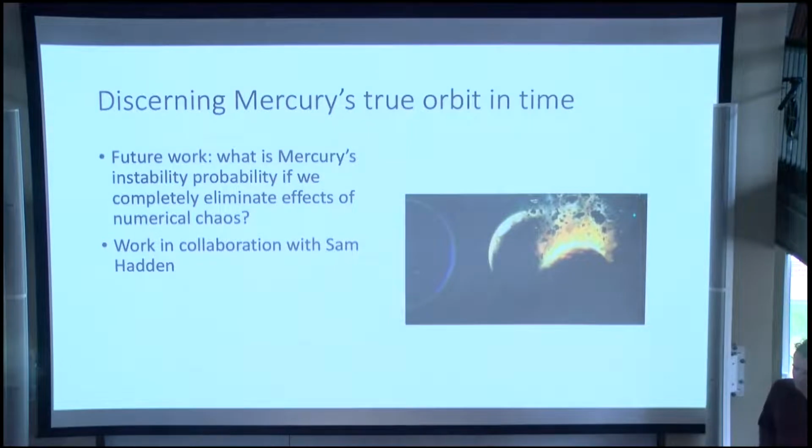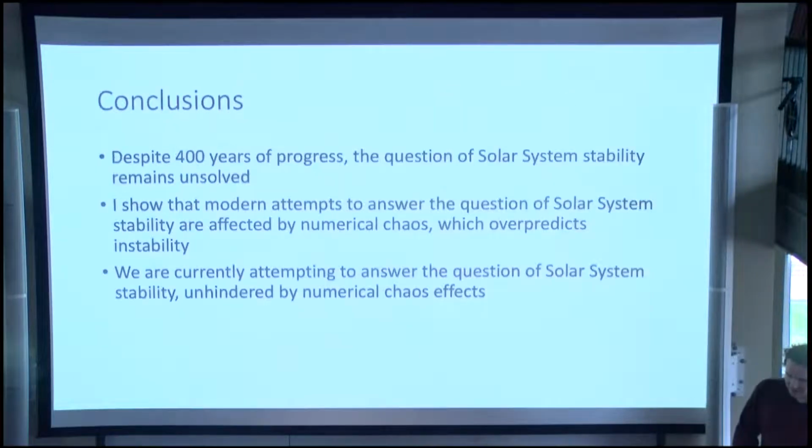So that's the future work, in collaboration with Sam Haddon and some others. What's Mercury's true instability probability, and how does that affect the chaotic nature of the solar system?